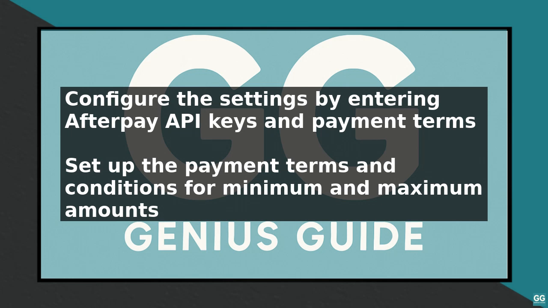Go to your store and add a product to the cart. Proceed to the checkout page and select Afterpay as the payment option. You will be redirected to the Afterpay website to complete the payment. If everything is set up correctly, you should be able to complete the payment successfully.